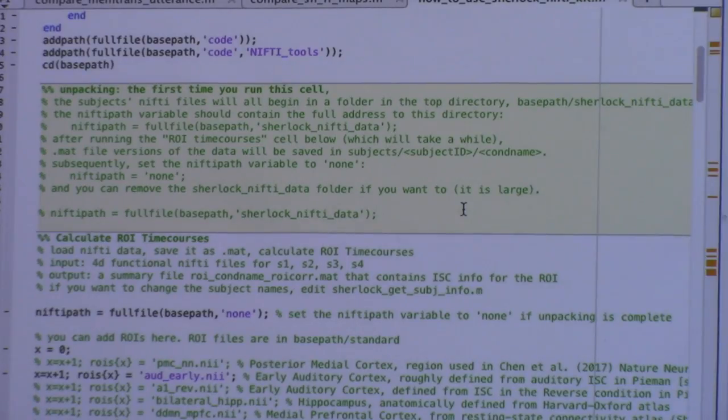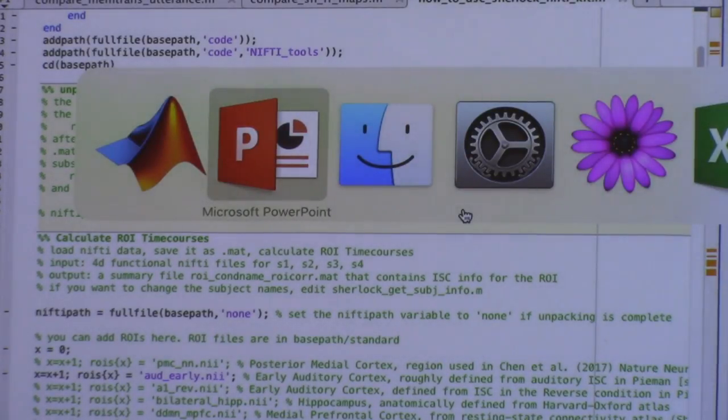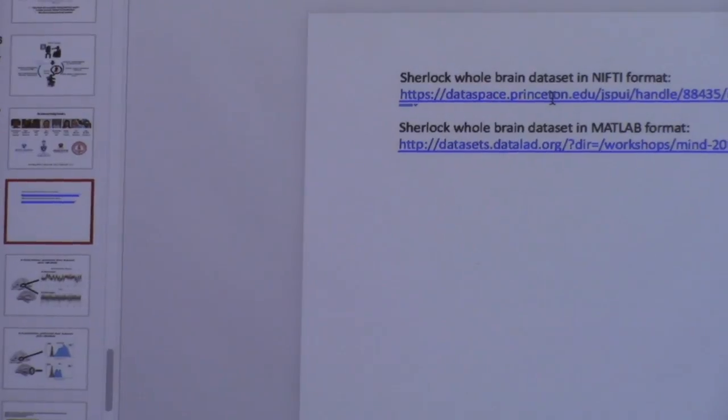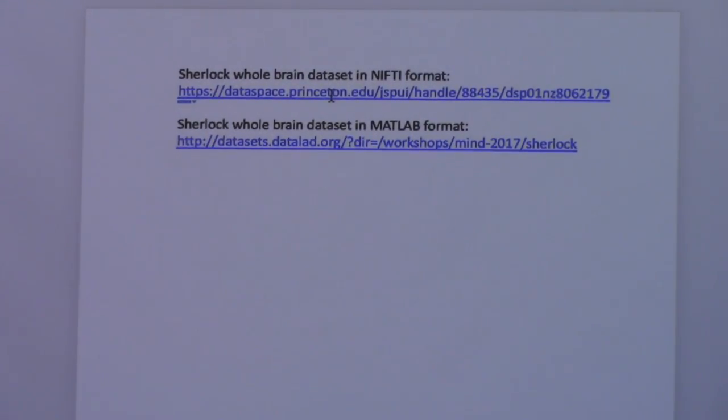So if you wanted the original whole brain data, well, the pre-processed whole brain data, you would go here. This is big, though, so I didn't want to ask everyone to download it for this tutorial. And if you want the whole brain data set in the MATLAB format that would go with this tutorial, you can download it here from DataLad. So maybe for hackathon purposes, you'll want that.